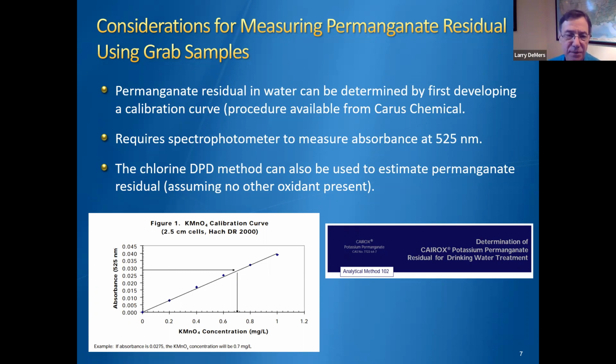Another handy thing to know is that the chlorine DPD method can also be used to estimate permanganate residual in the water, assuming there are no other oxidants present, because other oxidants like chlorine would have a positive impact on that test result. So if there's just chlorine residual or just permanganate residual in the water, it's pretty close. It can definitely be used as a way to indicate permanganate in the water.